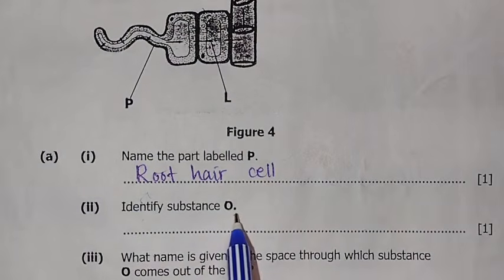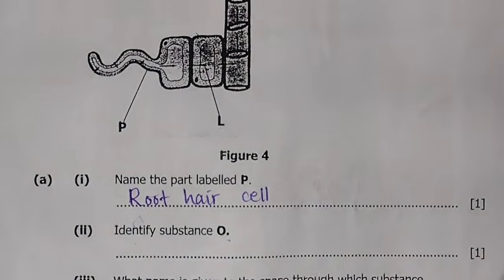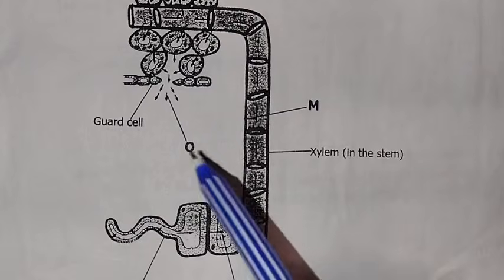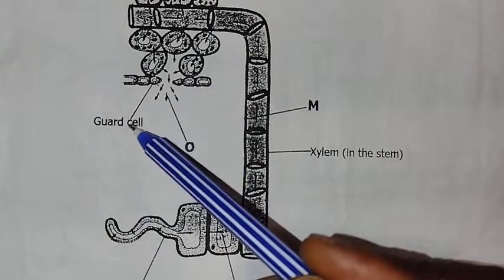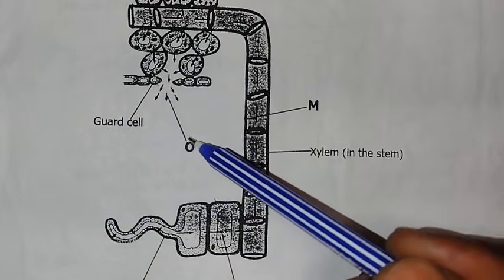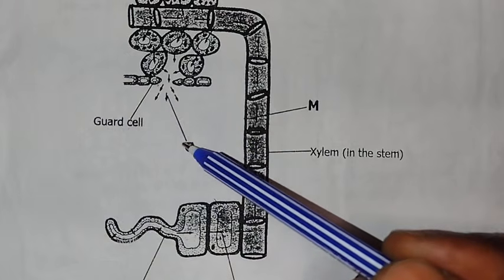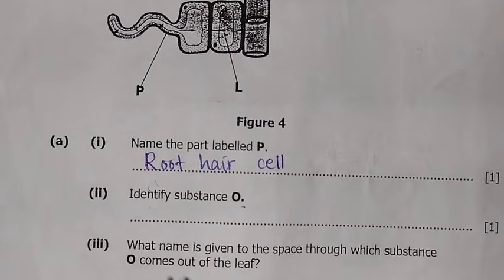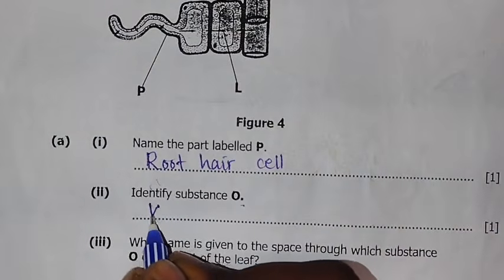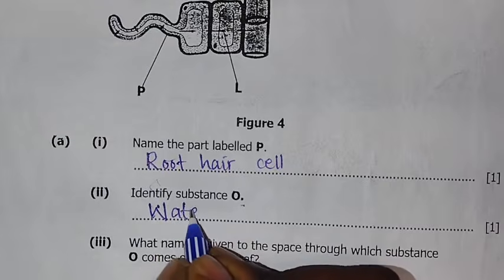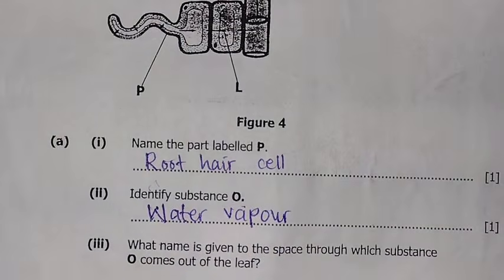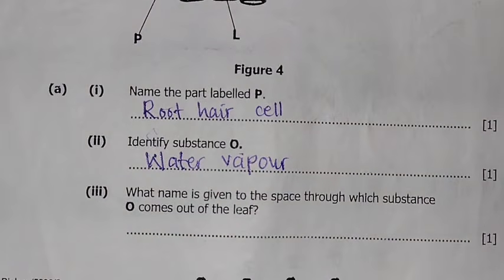Then identify substance O. So we need to look at the diagram so that we identify substance O. So we can see that here we have the guard cells, then you have substance O that is coming out. Okay, so this substance O is water vapor. So you can write here water vapor is diffusing out. So here substance O is water vapor.